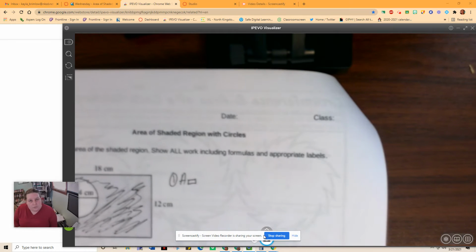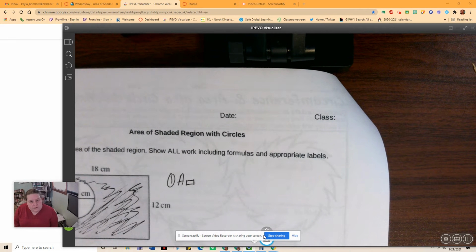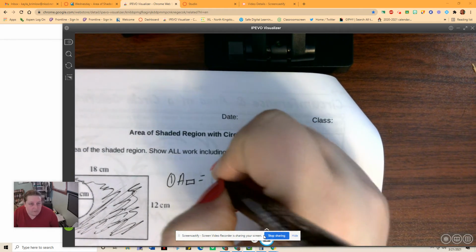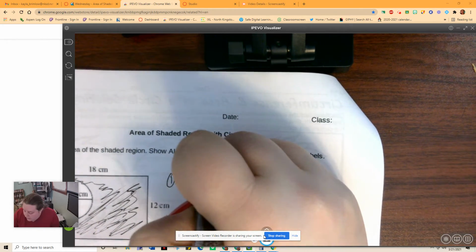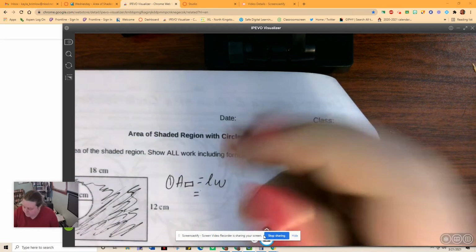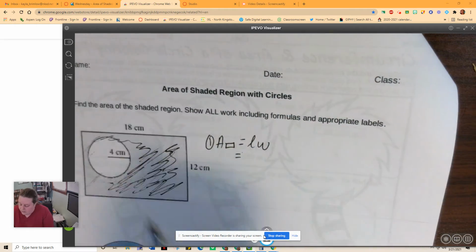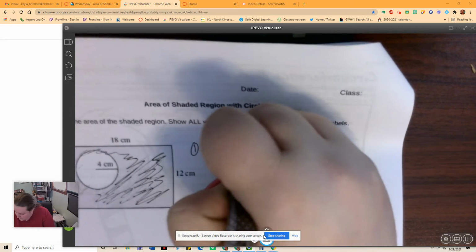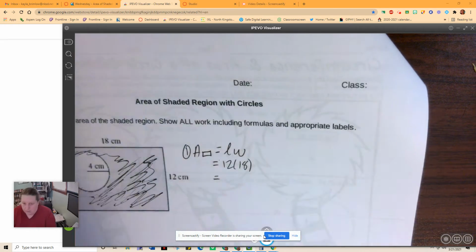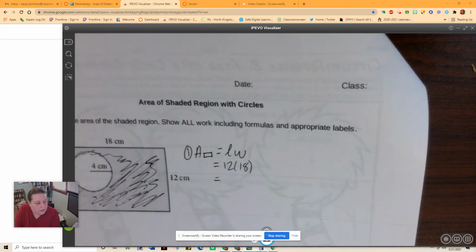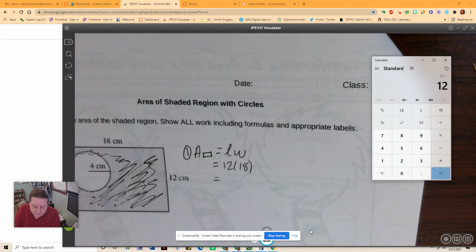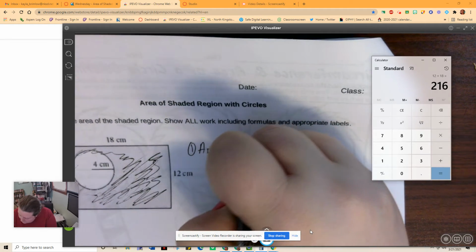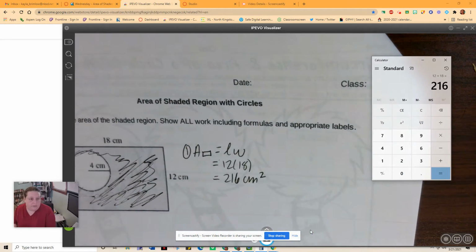So I write it like this so I know that the work I'm about to do is specific to that shape. So area of the rectangle. To find area of a rectangle, we would do length times width. They tell us the length and width are 18 times 12, or 12 times 18. And I'm just going to pull up my calculator. So 12 times 18 is 216 centimeters squared. Okay.